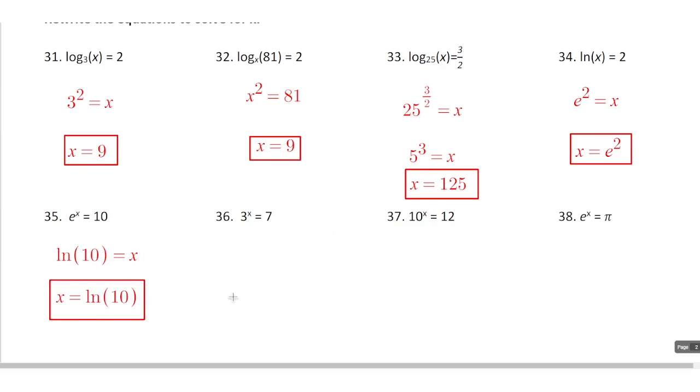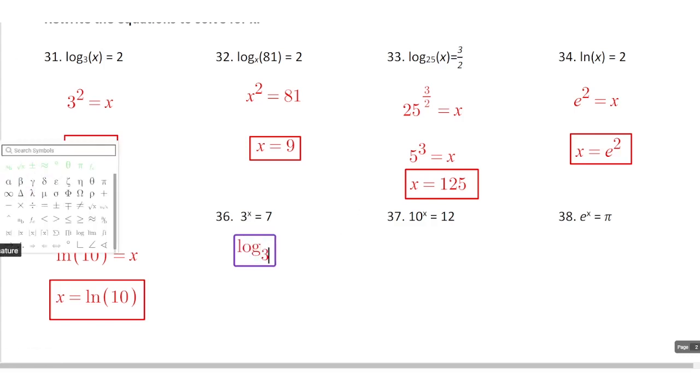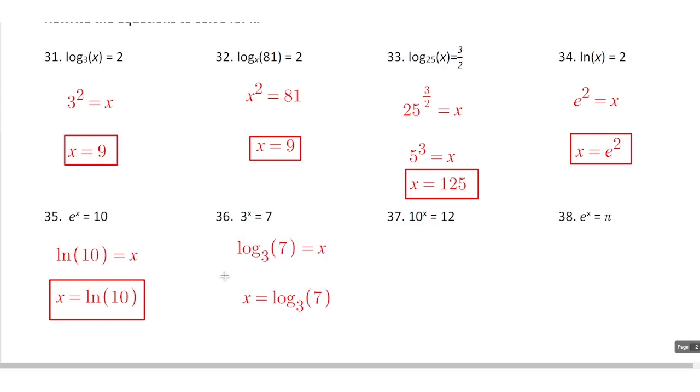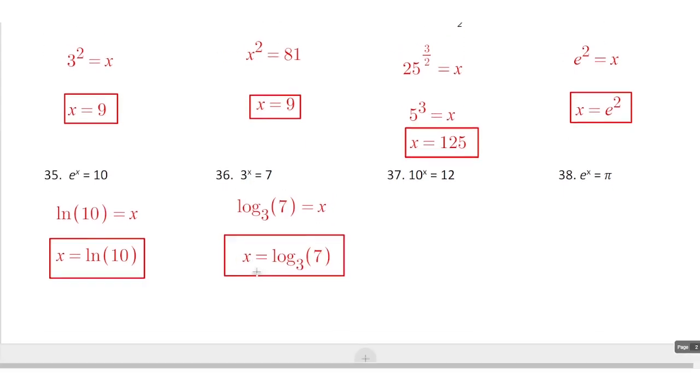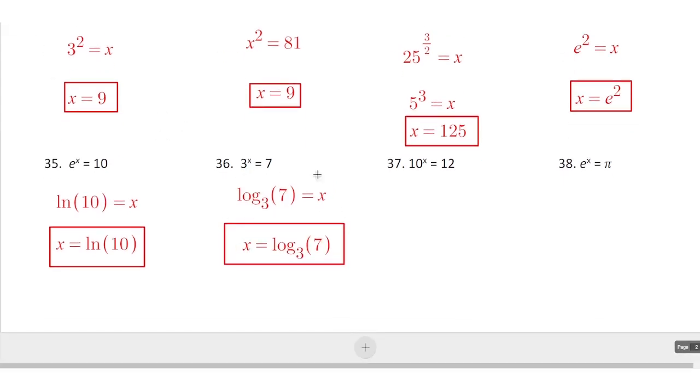Number 36, 3 to what power is 7? We know 7 is not a power of 3, so this is going to be some decimal or some irrational number. And so we'll rewrite this using a logarithm. Log base 3 of 7 equals x, and that's just it. There's nothing really to do after that because x is already isolated. It's just log base 3 of 7. You could use a calculator to estimate the decimal, but that's not really necessary here.